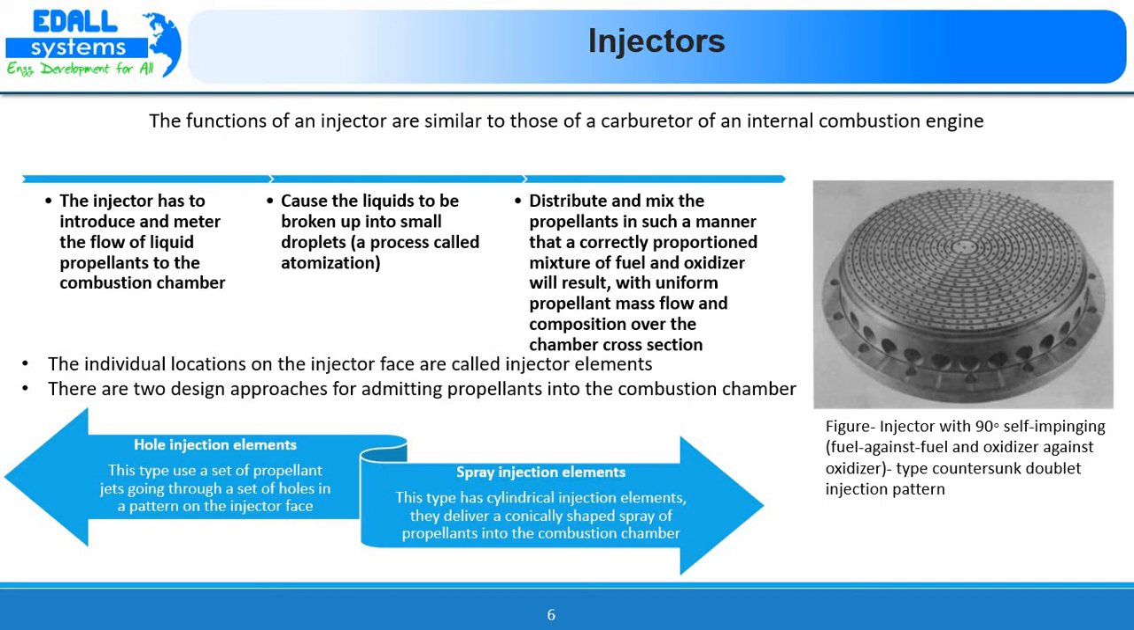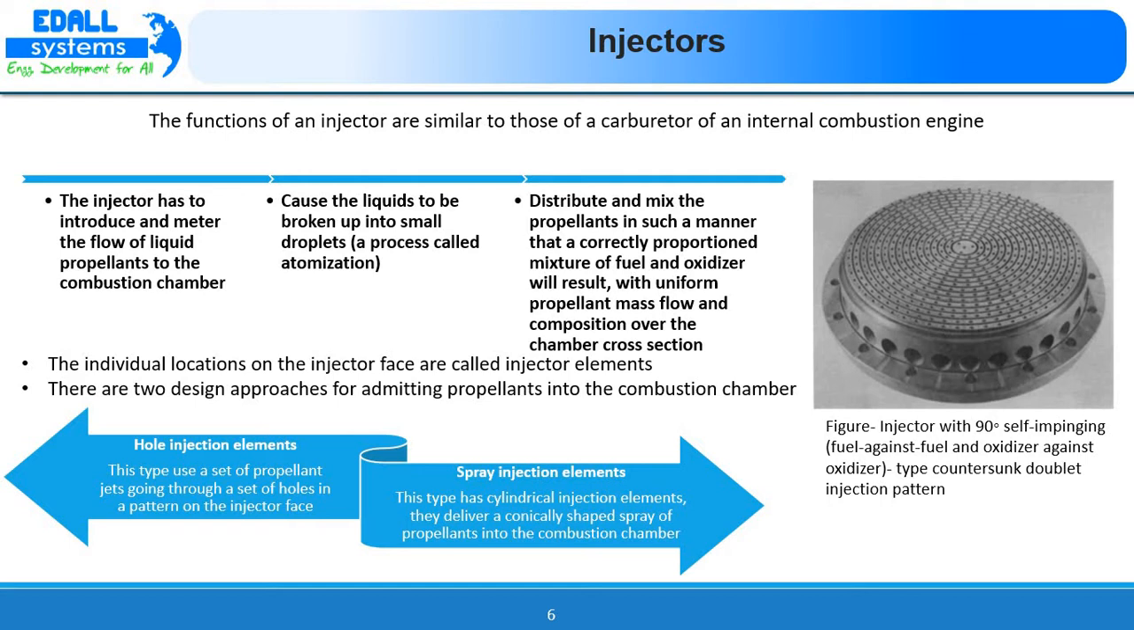One is hole injection elements and the second one is spray injection elements. In hole injection elements, it uses a set of propellant jets going through a set of holes in a pattern on the injector face, while spray injection elements use cylindrical injection elements which deliver a conically shaped spray of propellants into the combustion chamber.